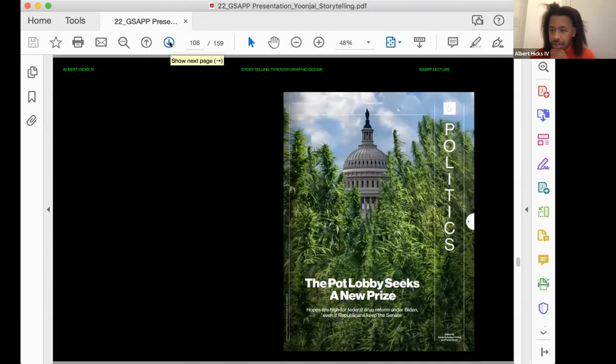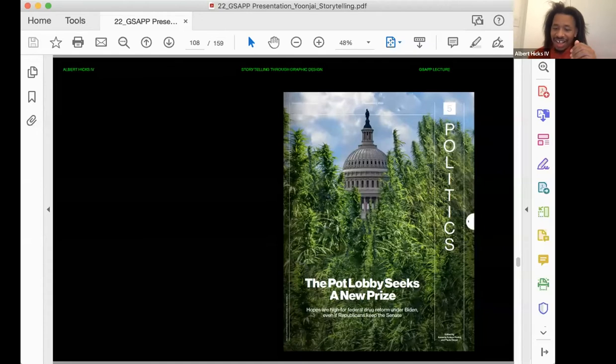This is another photo illustration that I did where I basically photoshopped these marijuana trees in front. When I look back at this, I'm like, wow, this is so ridiculous. But it really captured this story, and I had some other sketches showing different treatments of ways to show marijuana, and this was the preferred way.